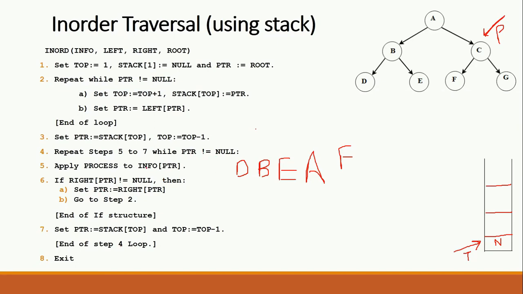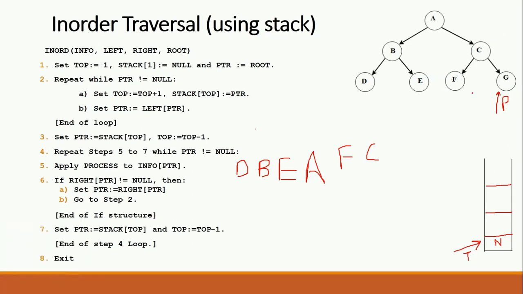So we'll go again to step number 4, while the steps 5 to 7 repeat while the PTR is not equal to null. My PTR is not null. So I will apply the process. I will print the data. See, it is now DBEAFC. Now it says if the right PTR is not null. In my case, the right child exists, so obviously it is not equal to null. So the PTR should point here and go to step 2. Okay, fine. Let me go to step 2 here.